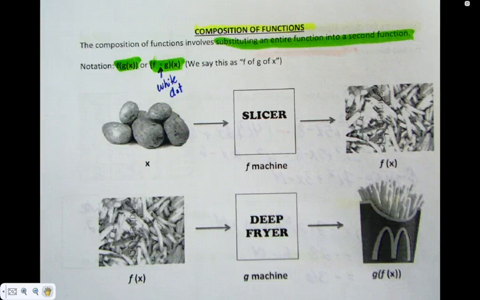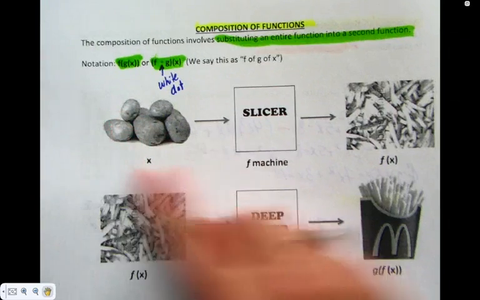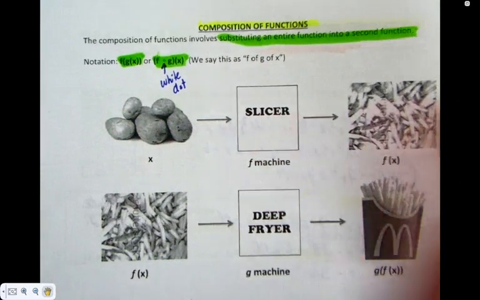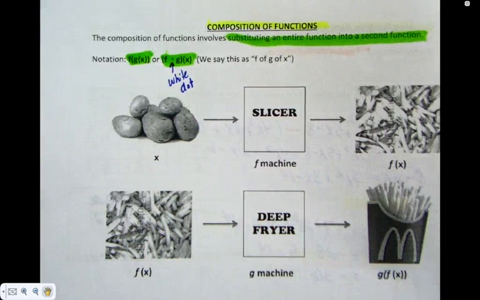Can we reverse those? Can we do them backwards? Could we put whole potatoes into the deep fryer, then take those out and put them through the slicer? It wouldn't work well. So sometimes there's more than one operation. That's what a composition of functions is. It's doing something to an x value, getting something out, putting what we get out through a second function, and getting out a third value.